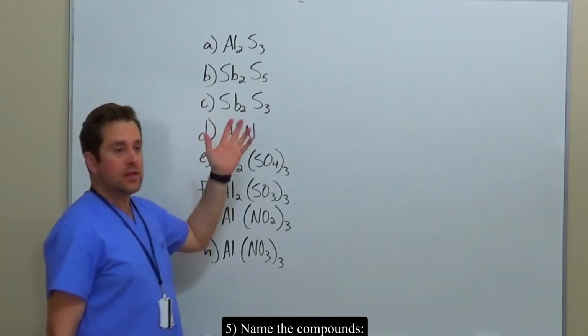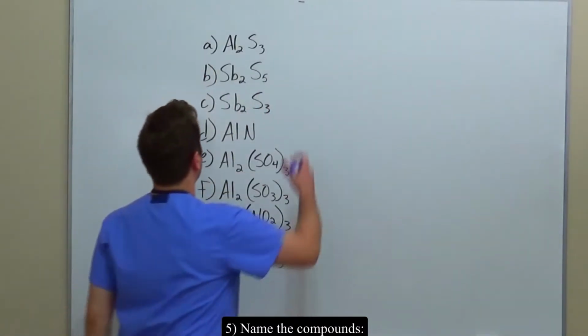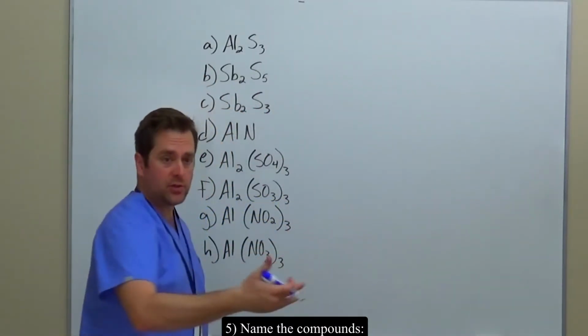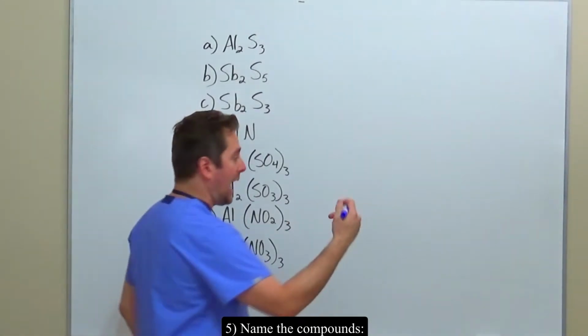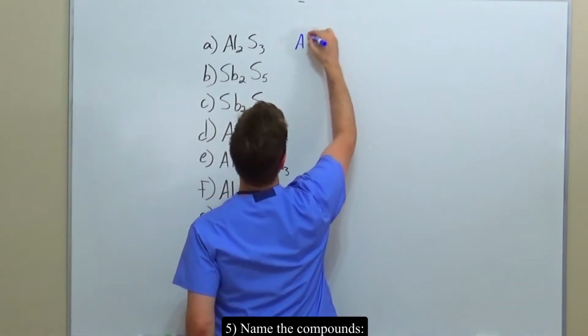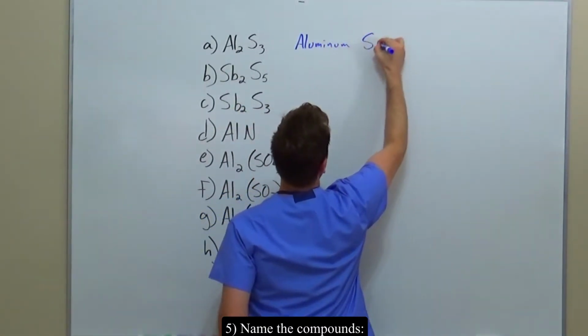Name the compounds. Letter A. So we have aluminum and we have sulfur. So there's nothing in particular that we have to do. We can just name the metal, the non-metal, and add the suffix -ide. So this becomes aluminum sulfide.